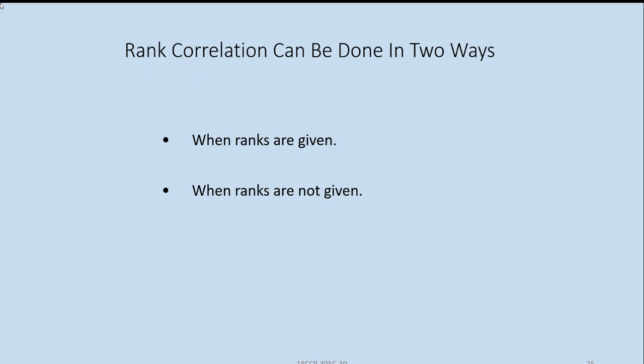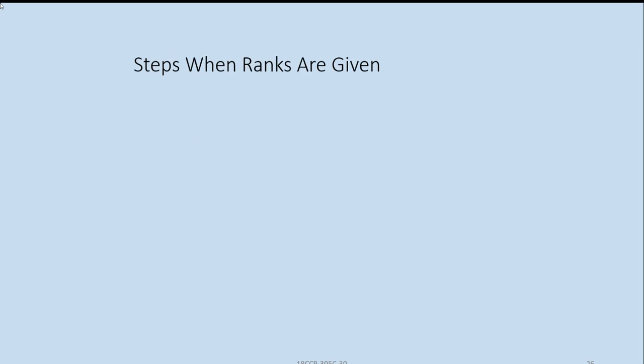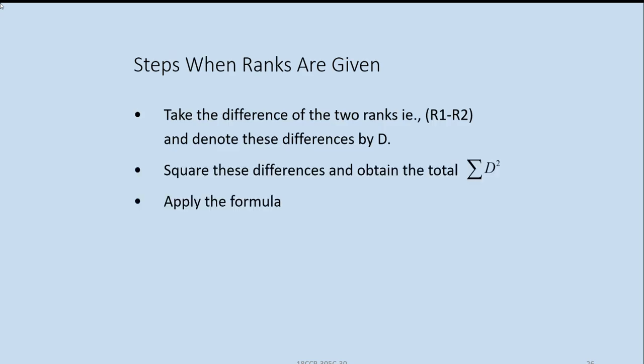And rank correlation can be done in two ways: when ranks are given, and when ranks are not given. Rank correlation is calculated in two ways. That is, when ranks are given and when ranks are not given. That we will understand in the next coming slides. What is rank? Rank is giving some rank to the quality, right?